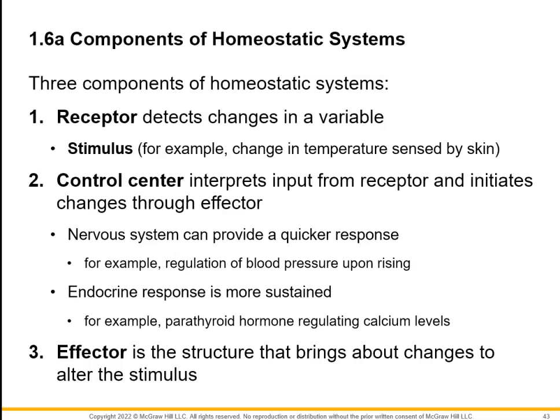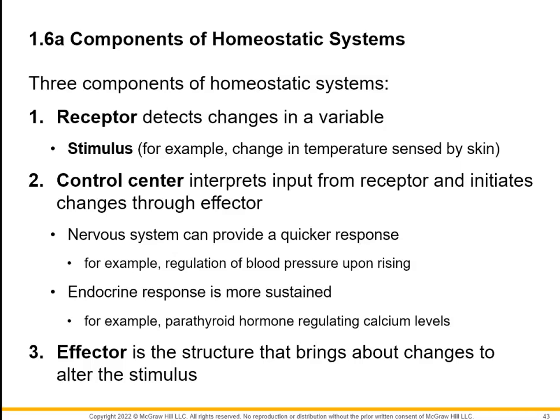Now, the nervous system can cause a really quick response. Okay, so for instance, if your blood pressure is rising, your nervous system can slow down your heart rate. Well, what's that going to do? It's going to push less blood out into your blood vessels and decrease the pressure of the blood pushing on them. Bam, you just changed blood pressure. But that's not going to last long.